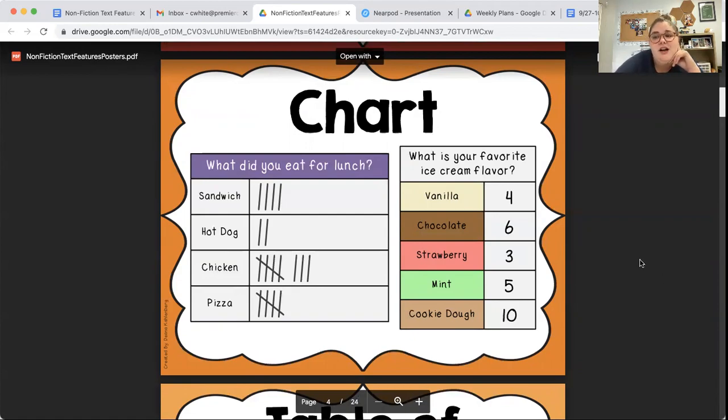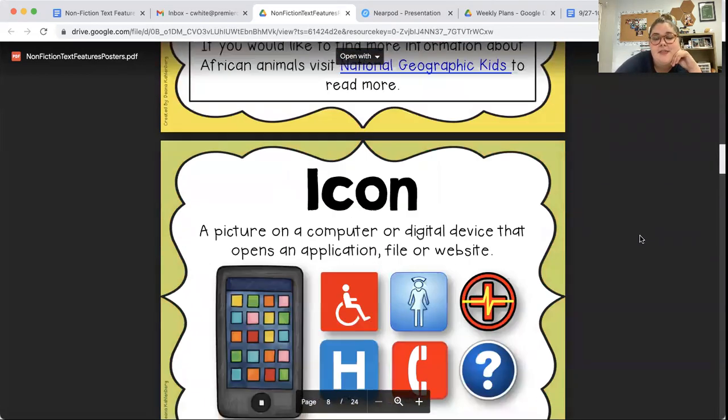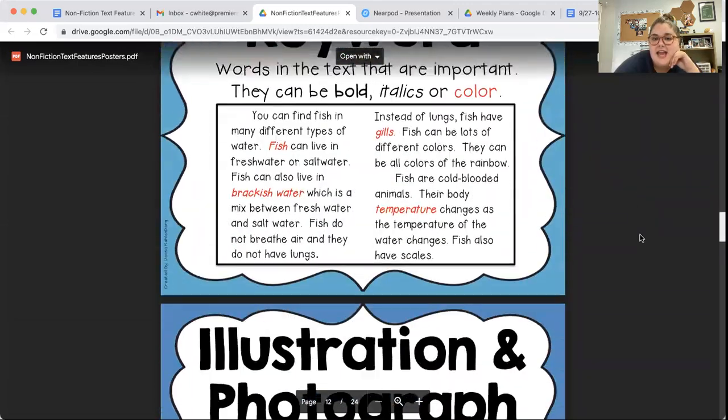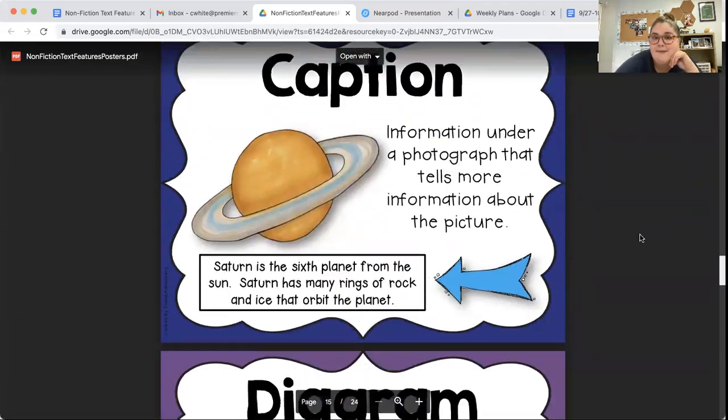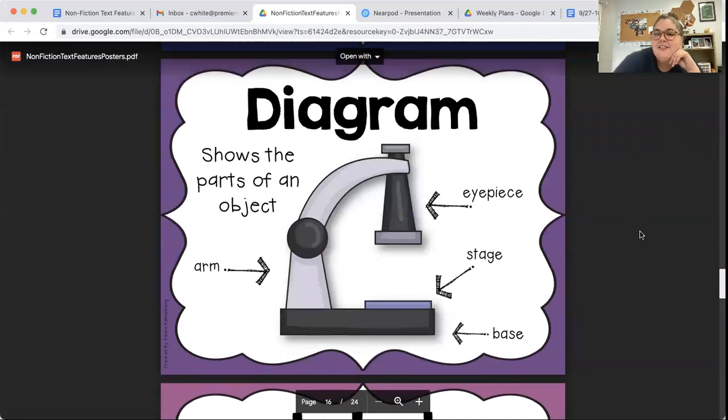So along with this chart, there might be something like a diagram. And the diagram is showing you parts of an object or a living thing. There's a diagram in this book, Snakebite, that we went over yesterday. So a diagram is going to have arrows that have labels on them. Those labels are next to the arrows and they point to the thing that they are labeling.